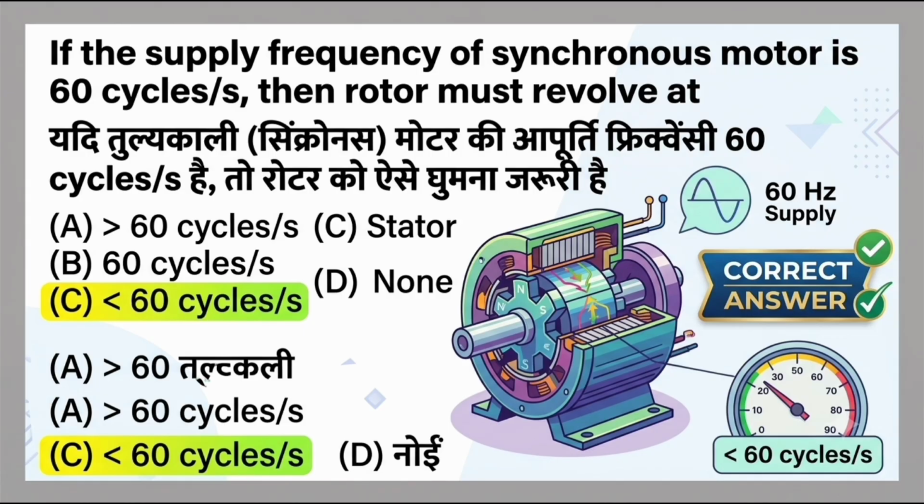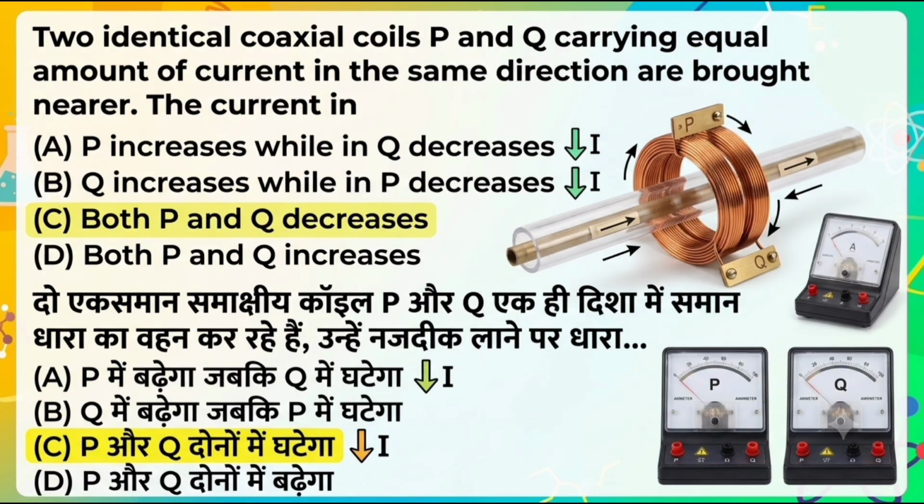Now let's move towards the next question that is on the screen. Two identical coaxial coils P and Q carrying equal amounts of current in the same direction are brought nearer. The current in them, and the correct answer is option C, that both P and Q decrease.